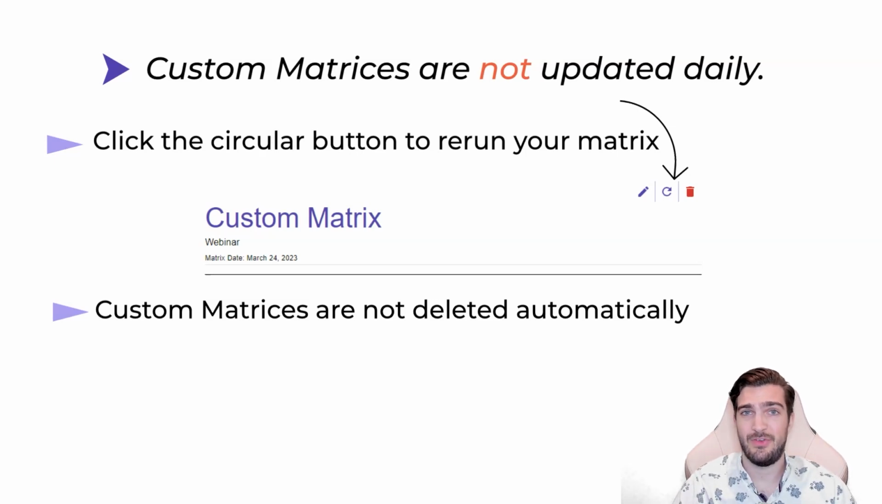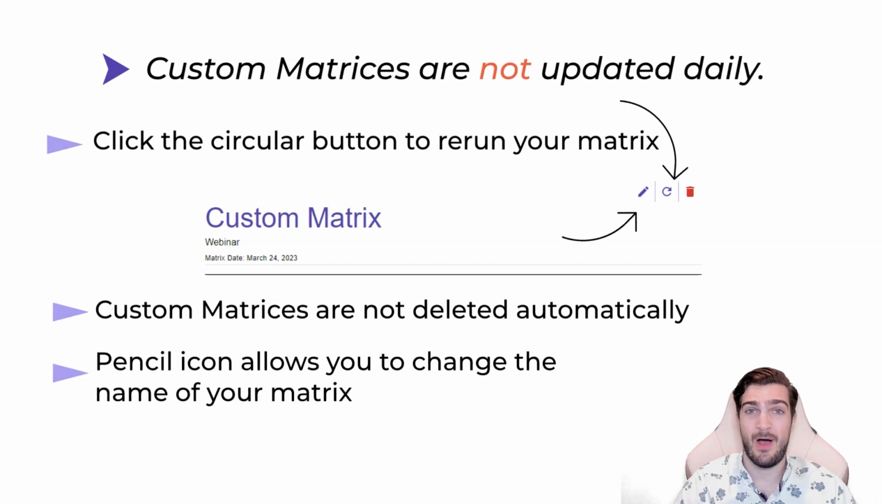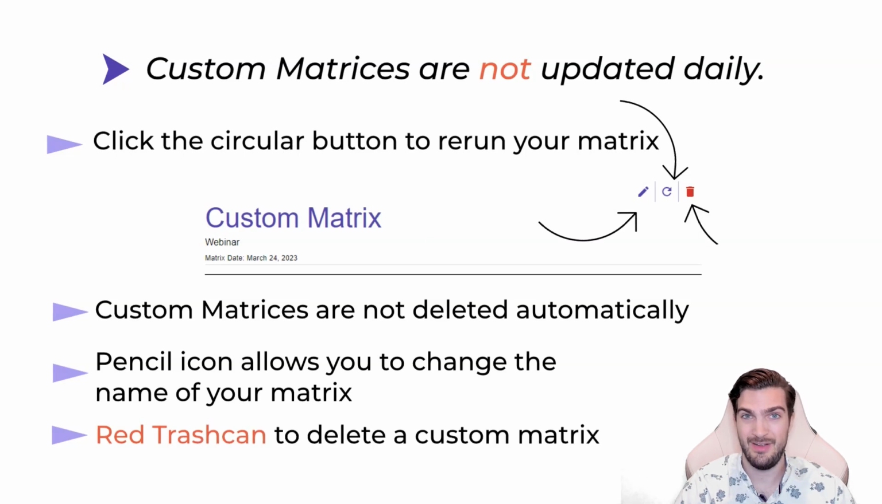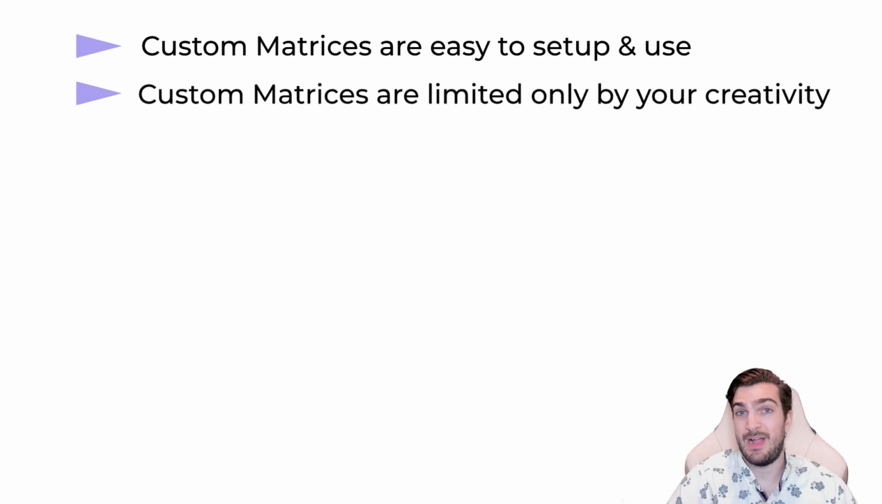The last 2 things that I want to mention are actually 2 little icons that are next to the rerun button. The first is a little pencil icon that gives you the option to change the name of the custom matrix. And then the second one is a red trash can, which, much like you might guess, allows you to delete a custom matrix and remove it from your list. And that's it for the introduction of custom matrices. Custom matrices are meant to be very simple to understand, very simple to set up, and the limits of the tool are only limited by your creativity and your imagination to see what possible combinations of securities you can come up with.